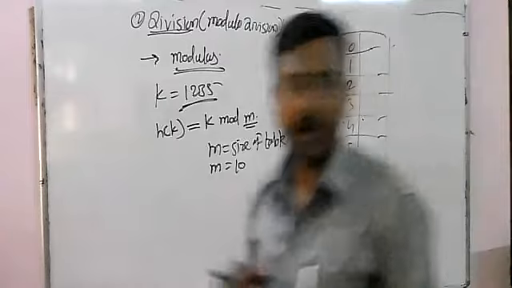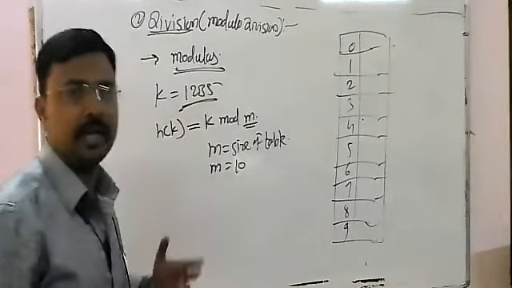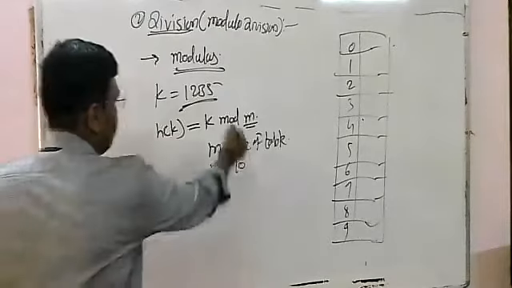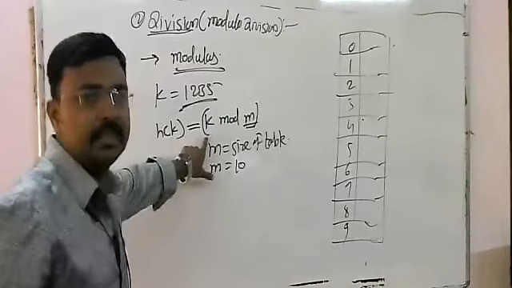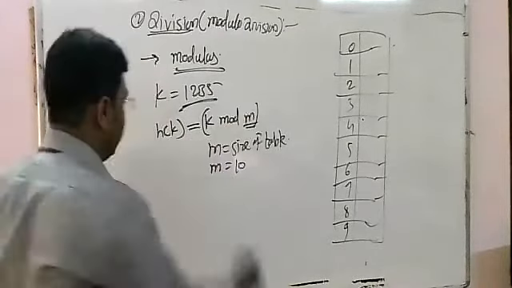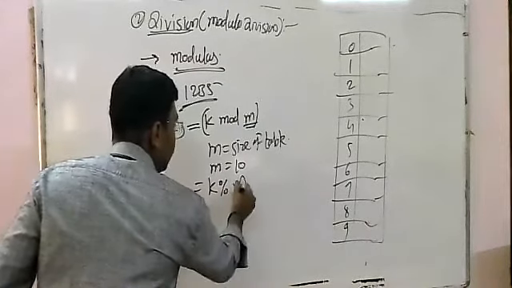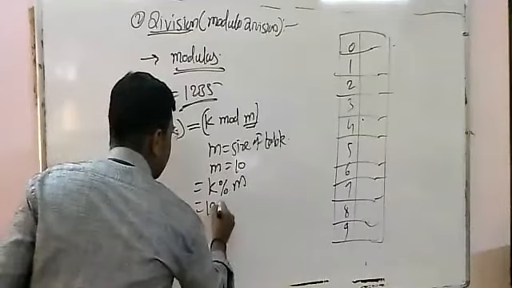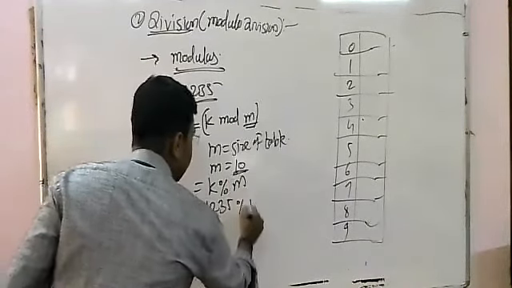Okay, now where is this value going to be stored? We have the function. See, this is the hash function. This is your hash function. K mod m means what? Here, k modulus operator m, where k is 1235 and m is 10.